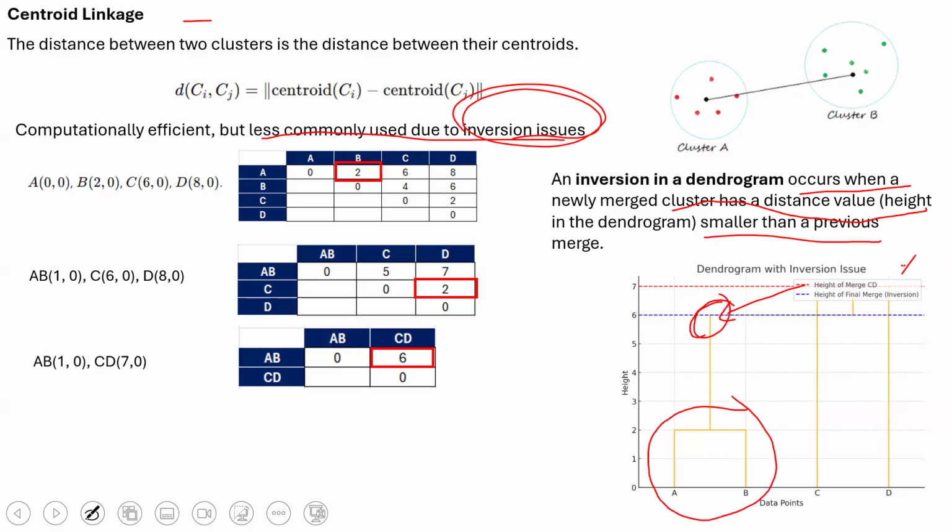So when you cut at 7, you are getting only one cluster, but if you cut at 6, how many clusters do you get? You get 4 clusters. When you cut this at a low distance, you get more clusters. When you cut this at a high distance, you get very few clusters, right?